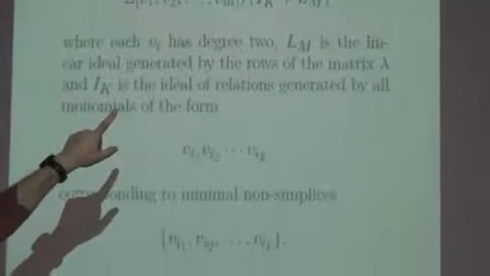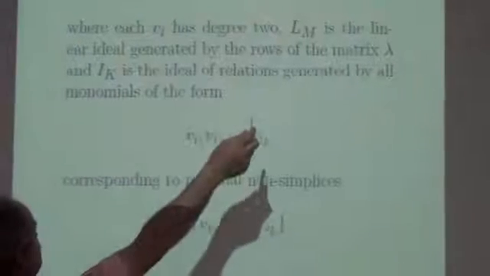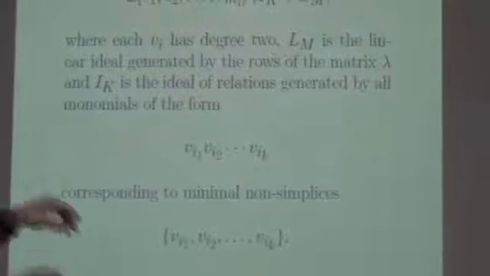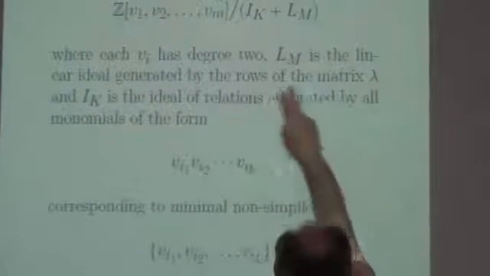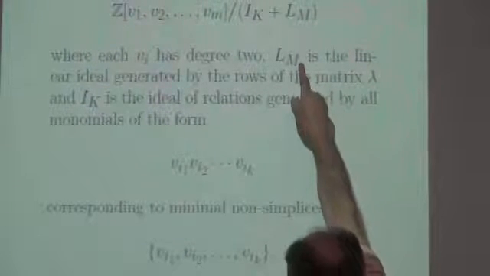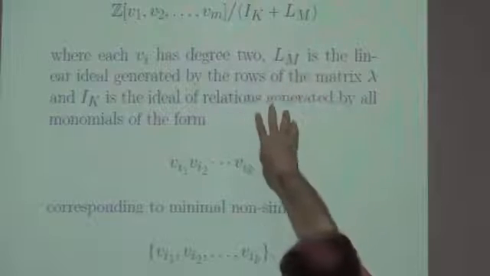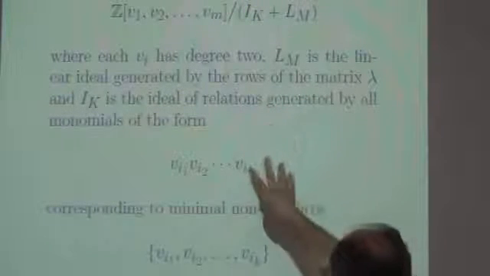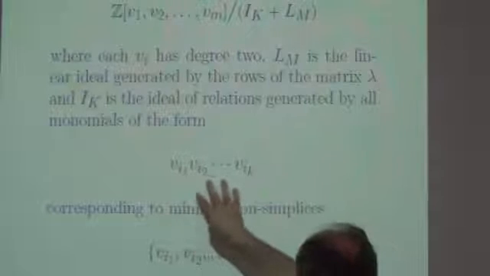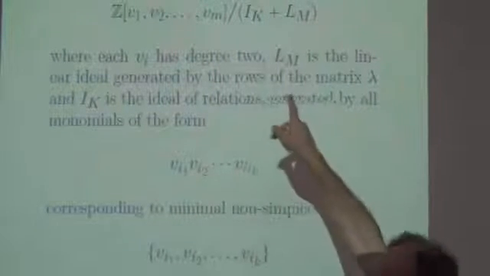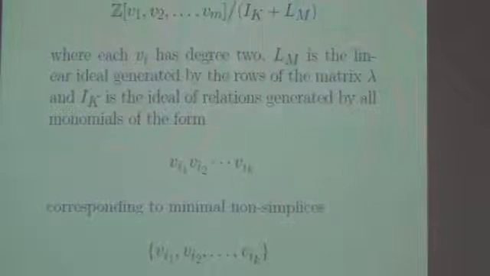It's a quotient of a polynomial ring by two ideals. One ideal comes from the matrix lambda, the rows of the matrix lambda. That's Lm, and the other ideal is this ideal of relations corresponding to the non-faces in the simplicial complex K, which is dual to the polytope. Okay, so that's a description of the cohomology. Very good.